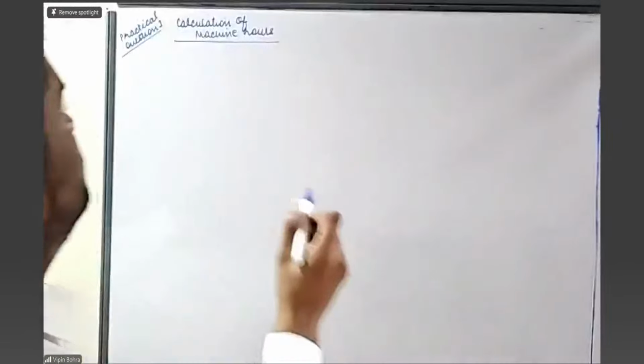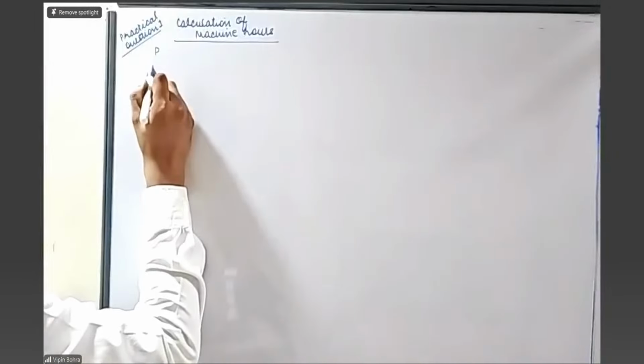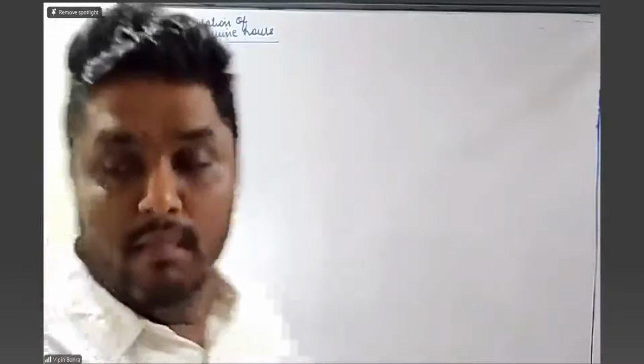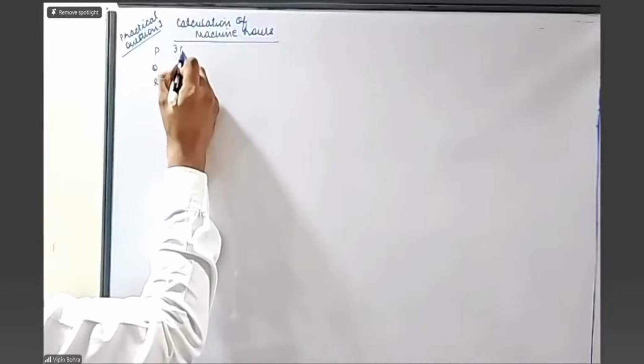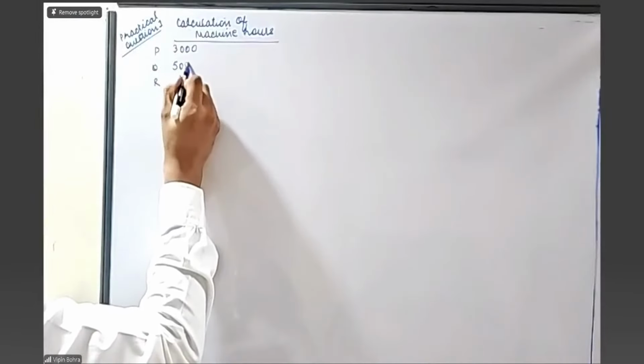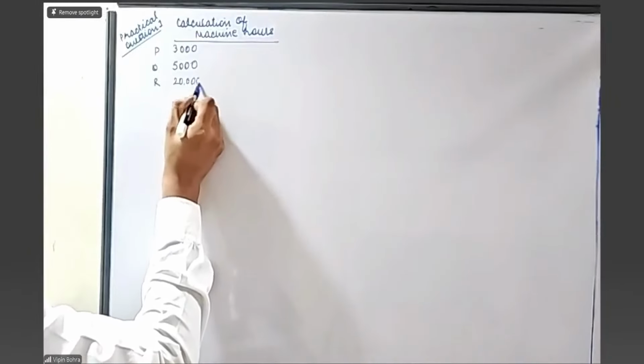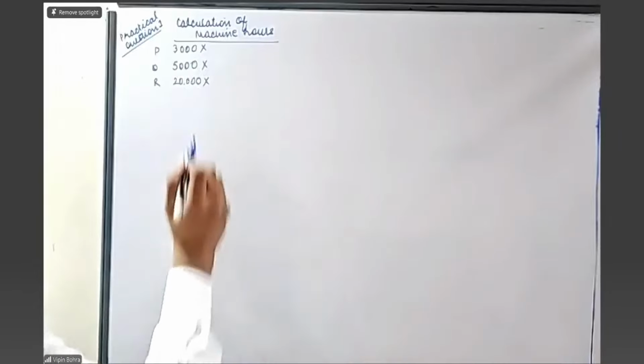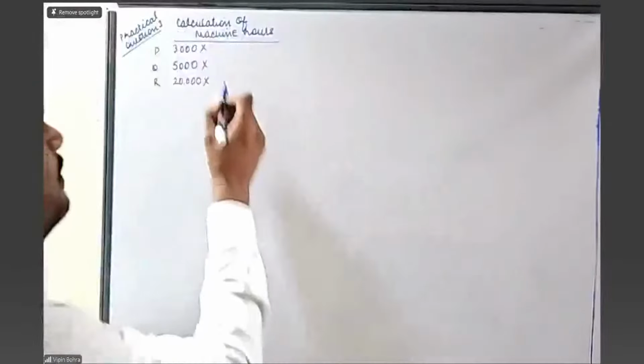There are 3 products, P, Q, and R. The number of units manufactured are 3,000, 5,000, and 20,000. And see, machine hours per unit is given, that is 10, 18, and 14. See, the total number of units are given and machine hours per unit is given, that is 10, 18, and 14.